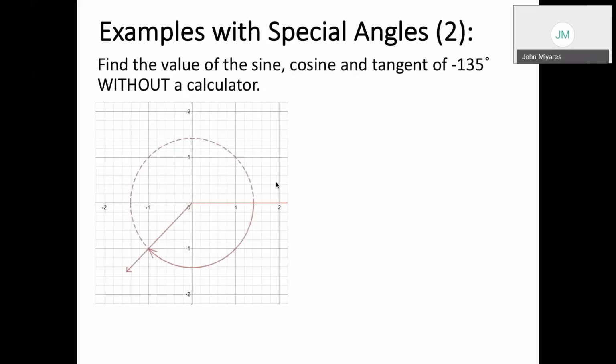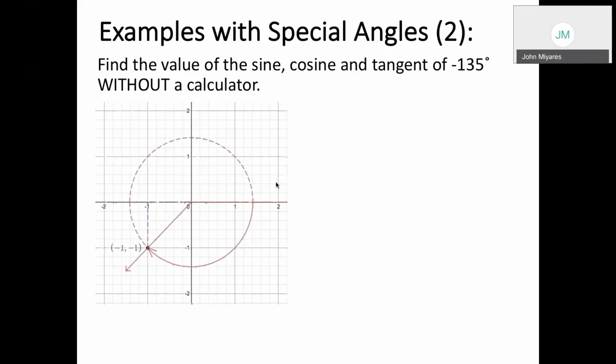One point that is clearly going to be on this angle is the point -1, -1. So we'll label that point here. And then we'll drop a perpendicular. So our angle theta will measure negative 135 degrees. But the reference angle measured from the nearest x-axis is only going to be 45 degrees.